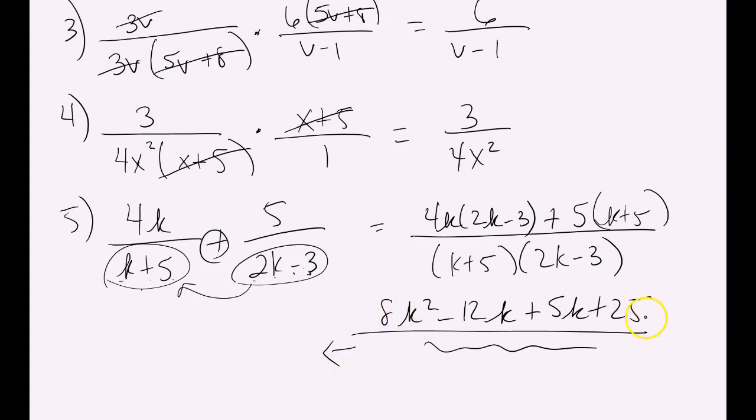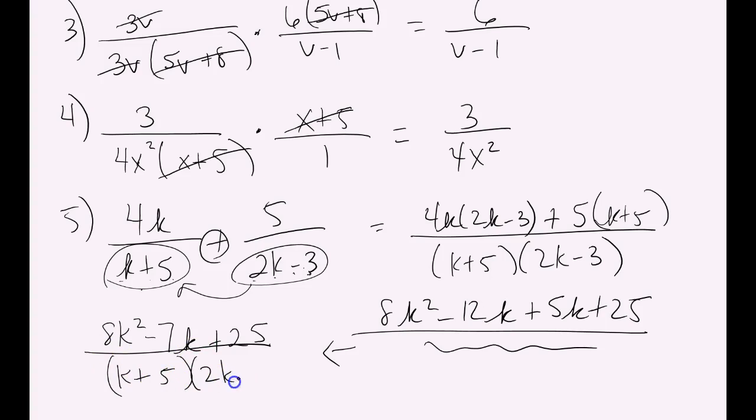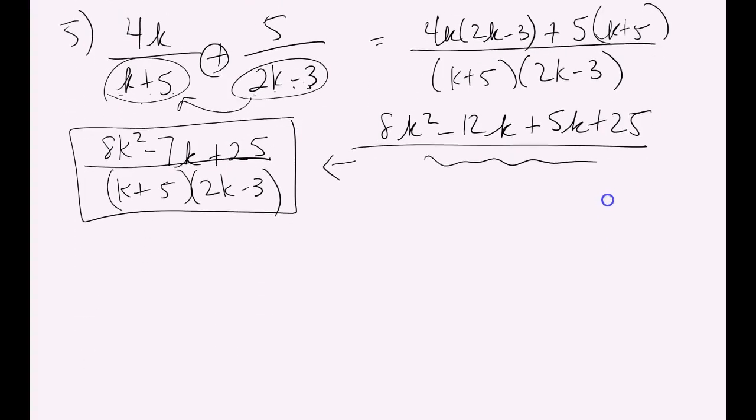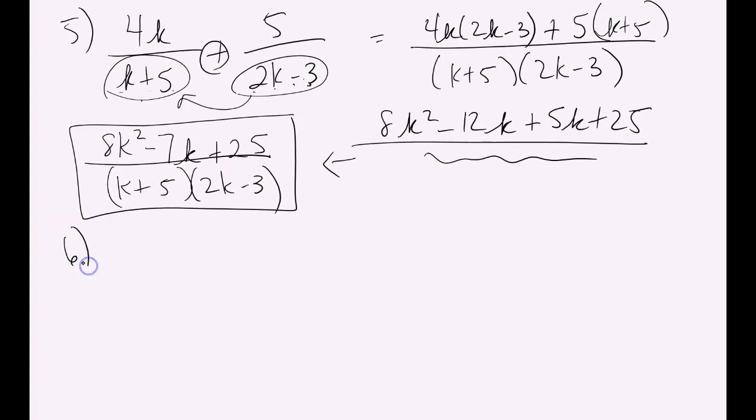Now the numerator is 8k squared. What would that be? Minus 7k plus 25. All over k plus 5 times 2k minus 3. That's the final answer. It's gross and it took a long time, and that, my friends, is why I don't like addition and subtraction. All right, number 6.